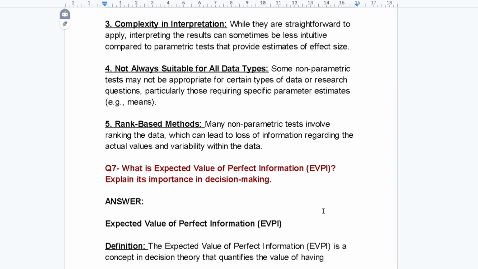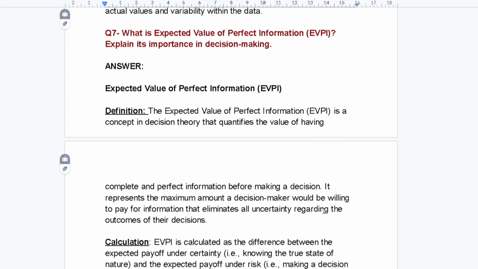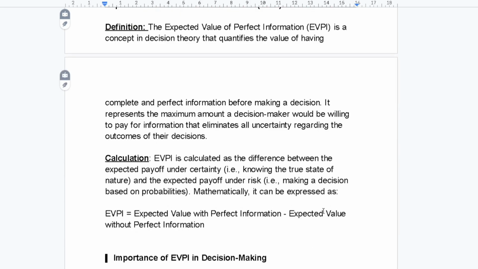The next question is: what is the expected value of perfect information? Explain its importance in decision making. So the expected value of perfect information, EVPI, is a concept in decision theory that quantifies the value of having complete and perfect information before making a decision. It represents the maximum amount a decision maker would be willing to pay for information that eliminates all uncertainty regarding the outcomes of their decision.